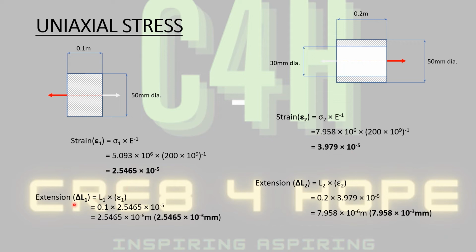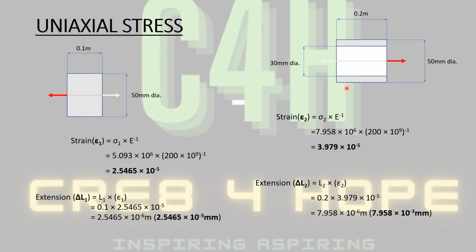To calculate the extension, delta L, that'll be equal to the original length for that section of the bar times its calculated strain. So 0.1 times 2.5465 times 10 to the power minus 5 will yield 2.5465 times 10 to the power minus 3 millimeters. Or you can express this as 2.5465 micrometers if you wanted to. And we do likewise for section 2.